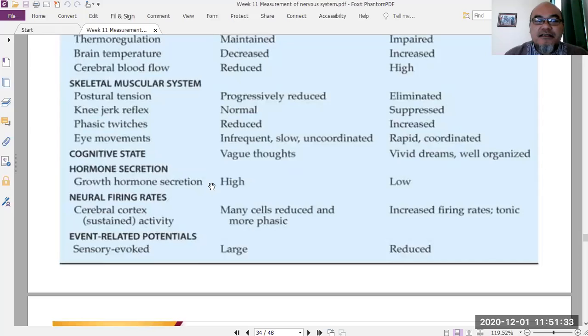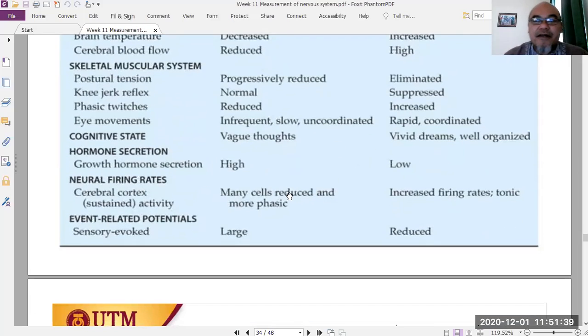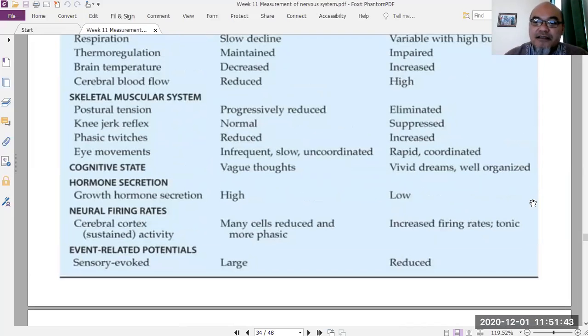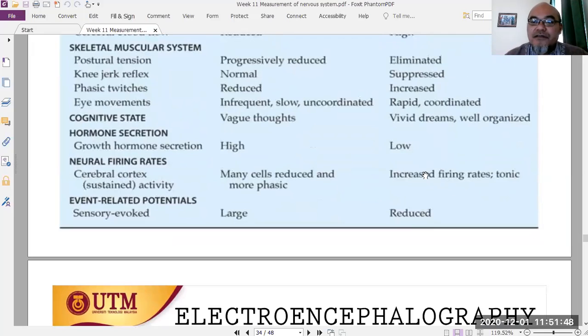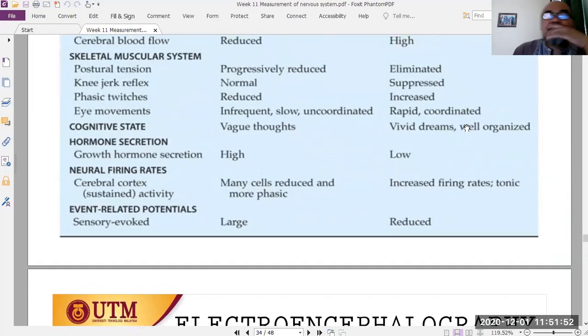Hormone secretion, growth hormone, is high during slow wave sleep, but during REM sleep it is low. Neural firing rate during REM is increased, and tonic. Sensory evoked potential is reduced during REM sleep. So it means that actually your physical being during REM sleep is very passive, but something in your brain is very active during REM sleep.